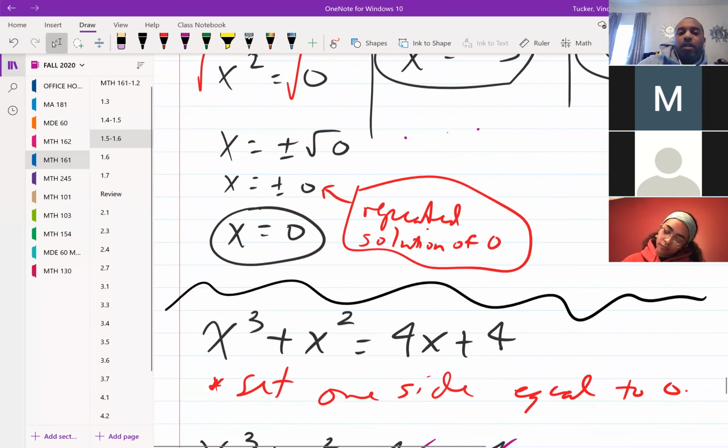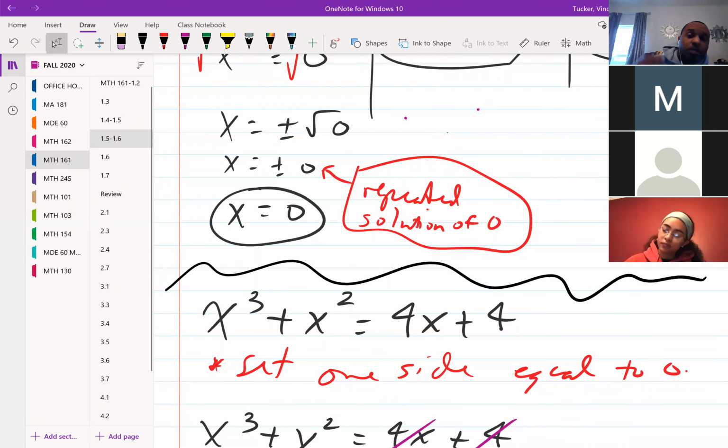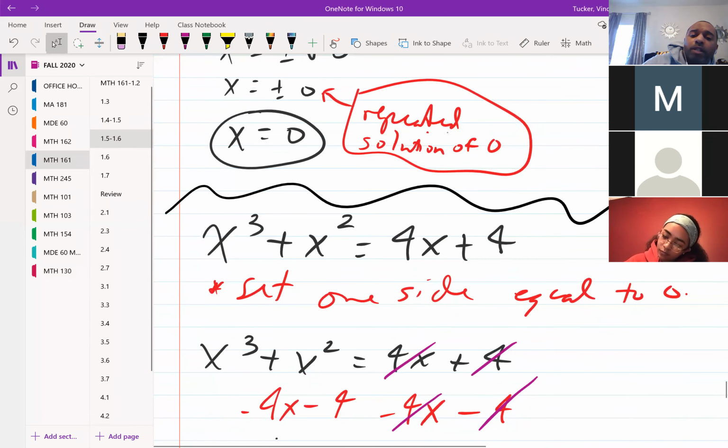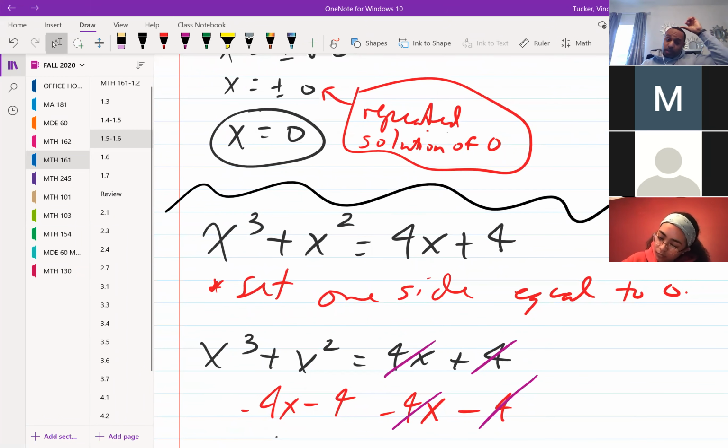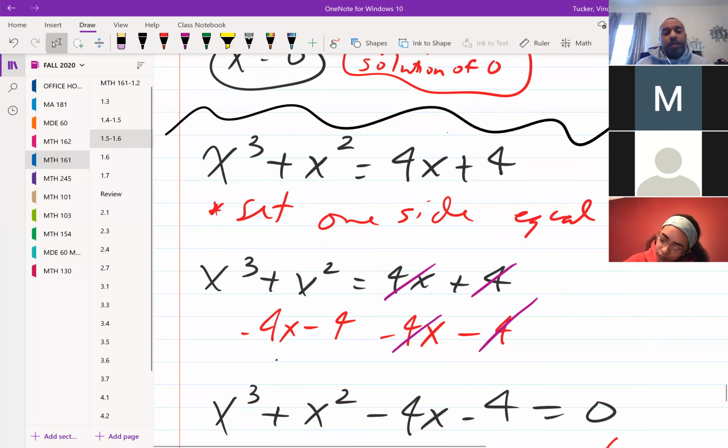All right. So the next one, x cubed plus x squared equal to 4x plus 4. We have a cubic equation here, so we should be getting 3 solutions. Once again, we're going to set one side equal to 0. I decided to take 4x and 4 to the left side, so I subtracted 4x and subtracted 4 from both sides of the equation. And that gives me x cubed plus x squared minus 4x minus 4 equal to 0.